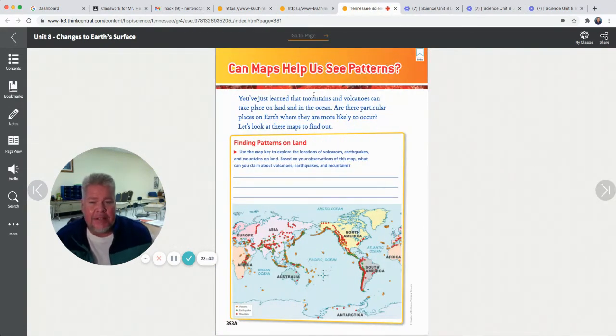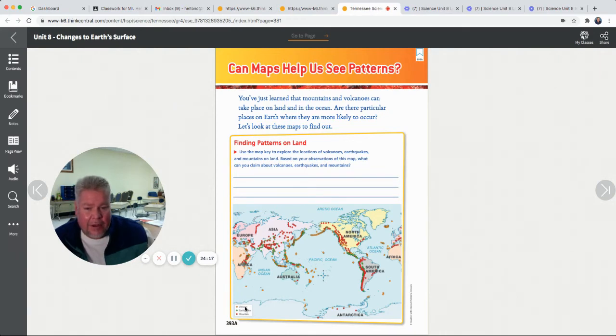Can maps help us see patterns? Well, we've just talked about the place of volcanoes, that they're at places where 2 plates of the earth separate and let some of the magma come up through. Are there particular places on earth where volcanoes are most likely to occur? Let's find out. If you're looking at this map here, the red is a mountain, the little greenish is an earthquake, and the orange is a volcano.